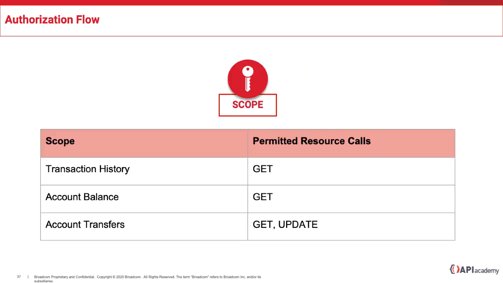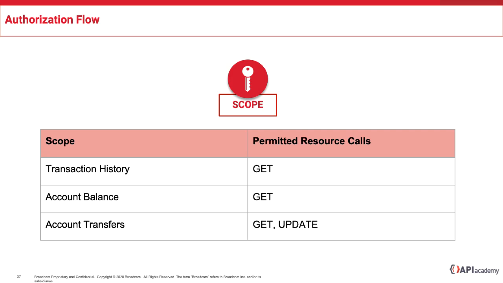In the case of our CoinApp application, we have three scopes defined by the API designers at Piggy Bank. They are transaction history, account balance, and account transfers. Per the bank's API policies, the access token issued by the Piggy Bank authorization server for Jane's resource use case is restricted to transaction history, account balance, and account transfers. This means that through the CoinApp, she's permitted to read or get her transaction history and account balance, but is also able to make account transfers, in other words, updates, as required.